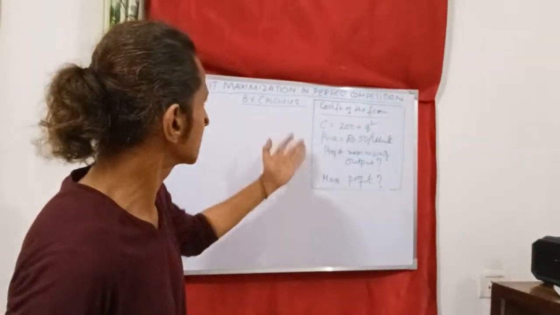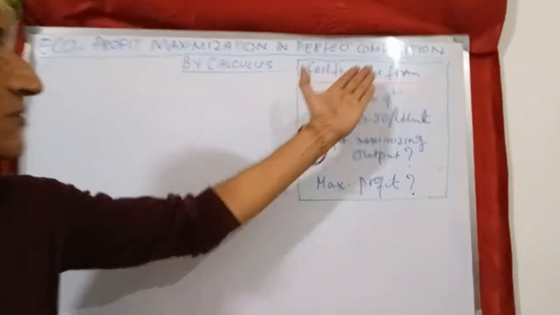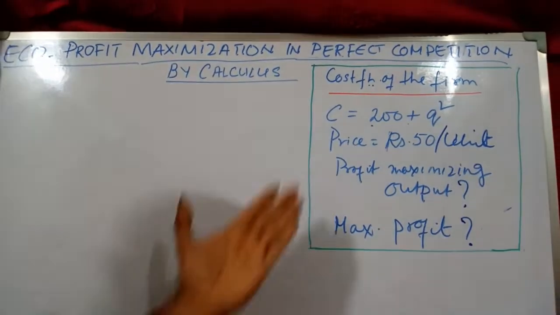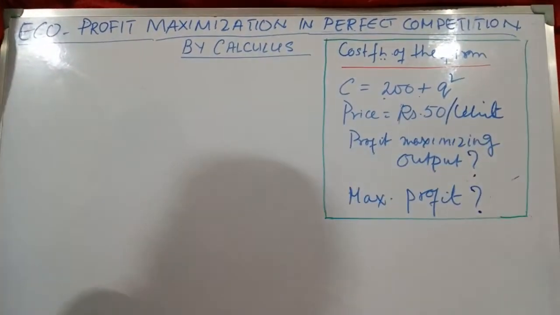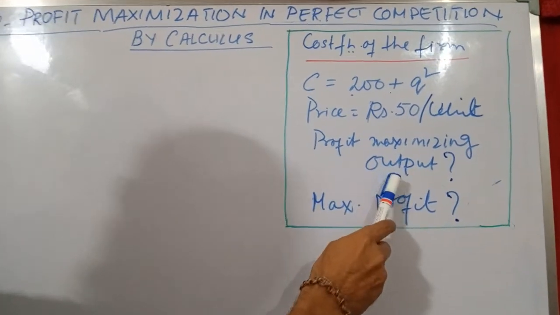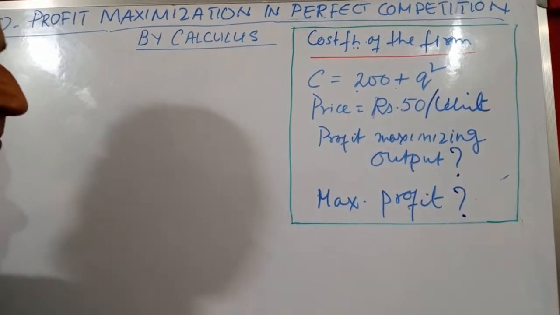Look at the board. This is the cost function of the firm. C equals 200 plus Q square. Price is rupees 50 per unit. Two questions are, what is the profit maximizing output and what is the maximum profit?